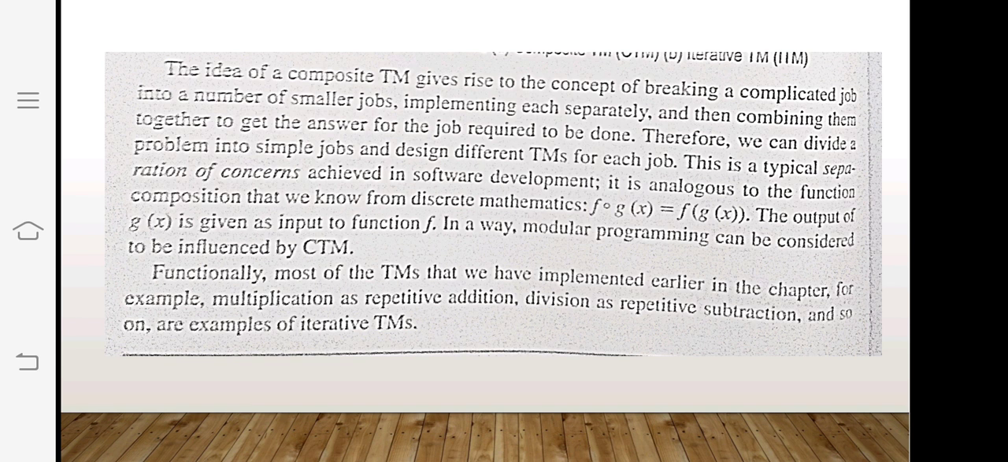Functionally, most of the Turing machines that we have implemented earlier in the chapters we have discussed, for example, multiplication as repetitive addition, division as repetitive subtraction, and so on, are examples of such Turing machines.